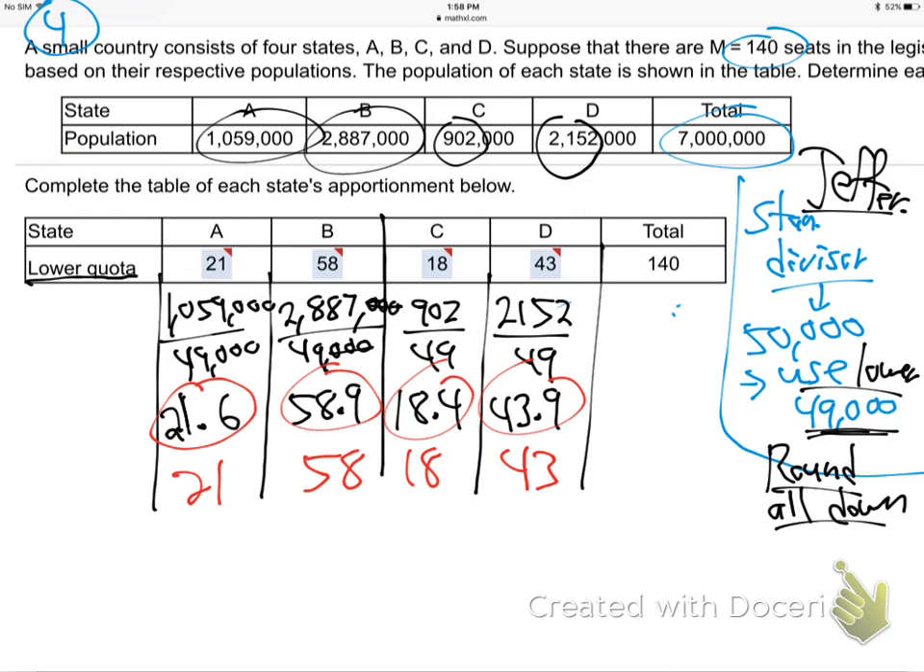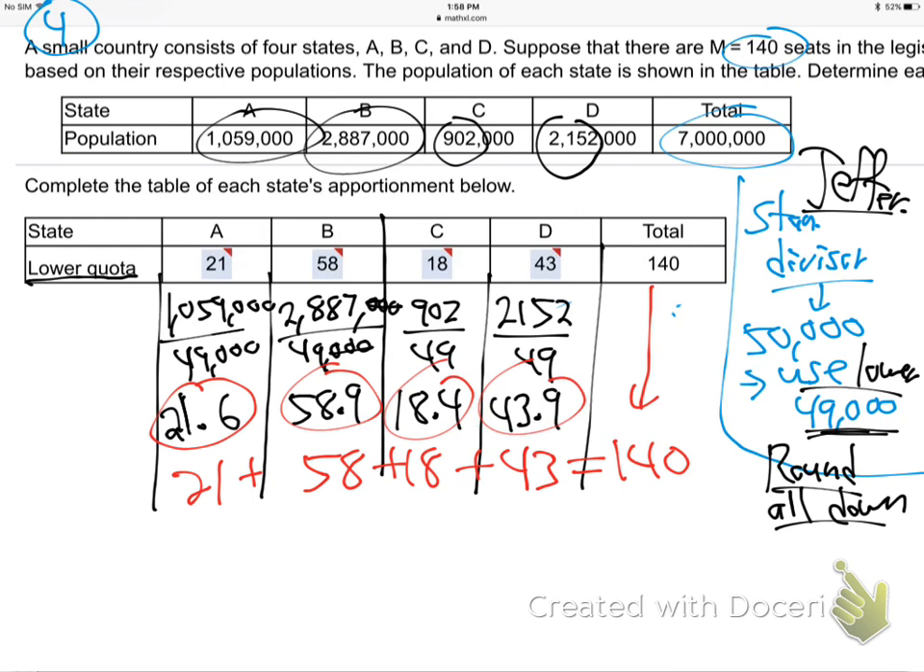See, here's where it gets tricky. What is the total if you add these up? Whoops, I did 2 plus signs there. If you add these up, what do you get? Yeah, it comes out exactly right. Now, that doesn't always happen. A lot of times it'll come out like 139 or 141.